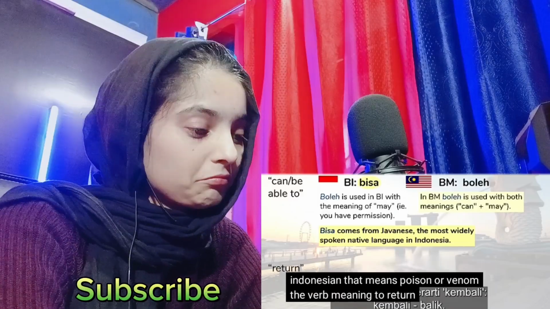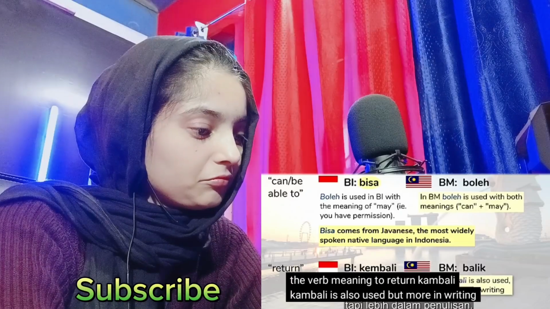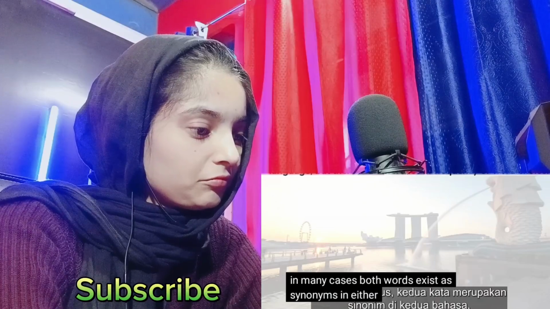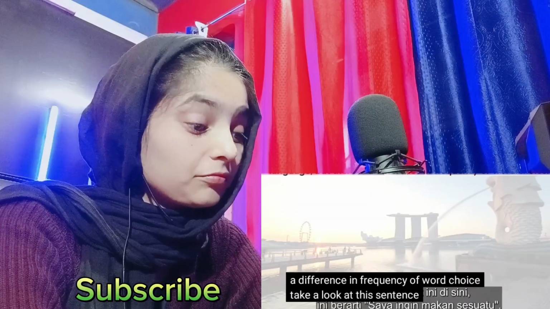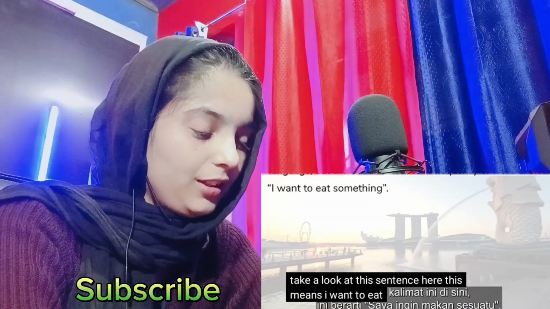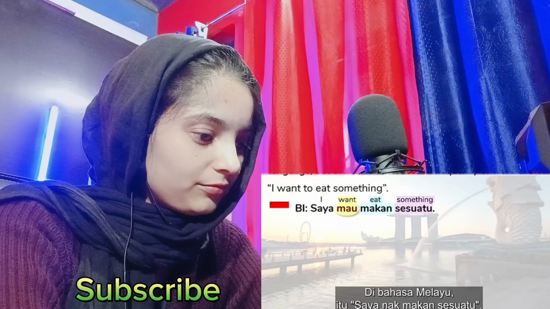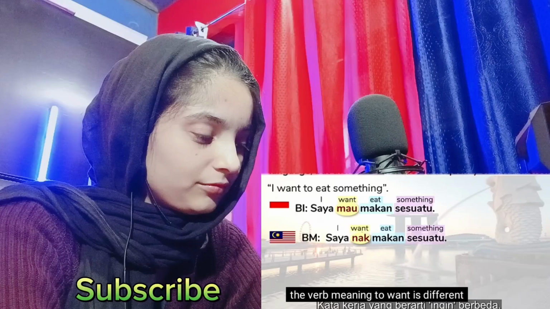The verb meaning to return. Kembali. Balik. Kembali is also used, but more in writing. In many cases, both words exist as synonyms in either language, but there's a difference in frequency of word choice. Take a look at this sentence here. This means I want to eat something. In Indonesian, it's Saya mau makan sesuatu. In Malay, it's Saya nak makan sesuatu. The verb meaning to want is different.